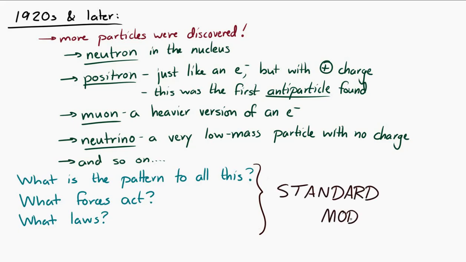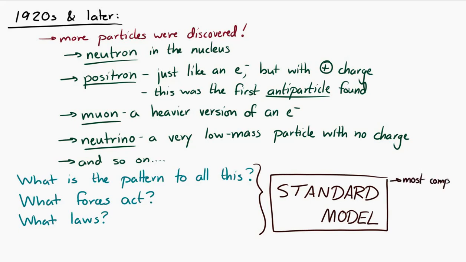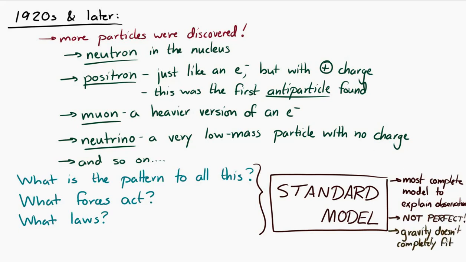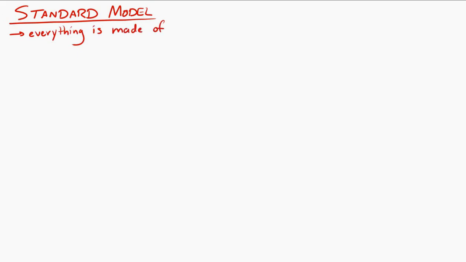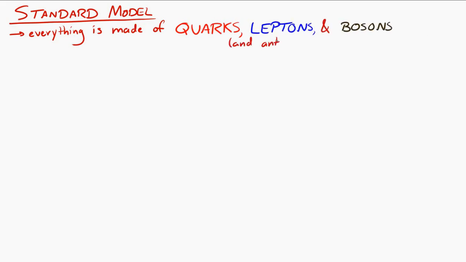And over the years, over the decades, the most complete model that exists to explain the observed particles is called the Standard Model. Now, the Standard Model is not perfect. It doesn't include gravity completely, but it is the best way that we have at the moment to explain the observations of all of these particles. The Standard Model can be summed up this way. Everything, and when I say everything, I mean everything in the universe, is composed of quarks, leptons, and bosons, and their antiparticles. So let's talk about these quarks, leptons, and bosons.